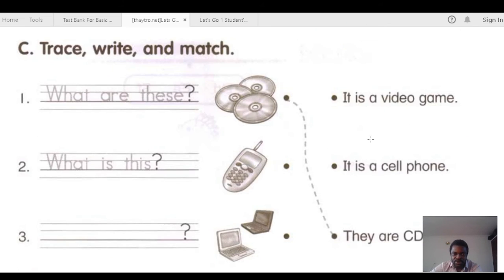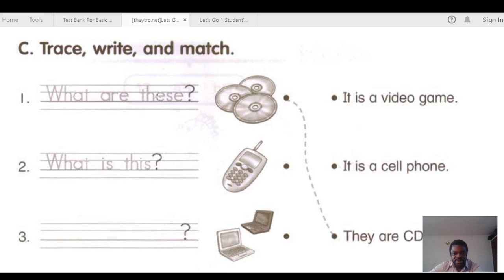Same goes here. What are these? See what I was telling you. Because we have so many CDs, that's the reason why we use are. The first one, we use what is this. But now we're using what are these. We use these because these is the plural. That means many. That's why we use are, which is a plural verb. Okay? These are CDs.